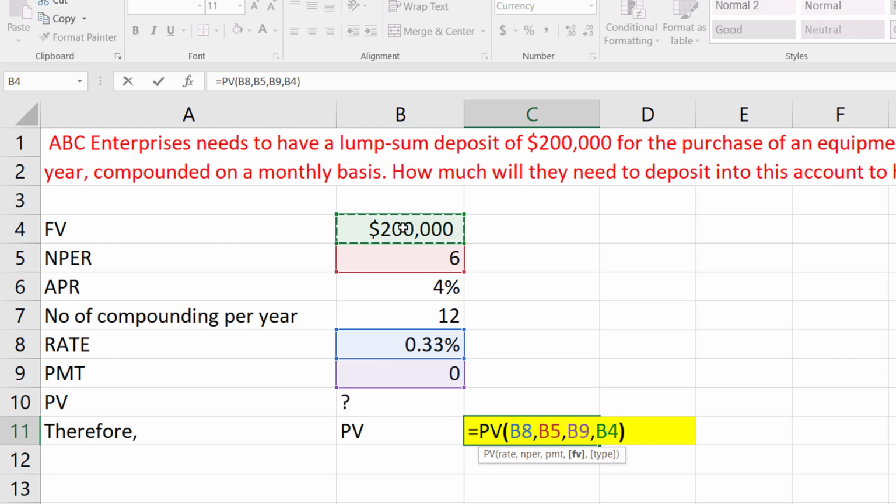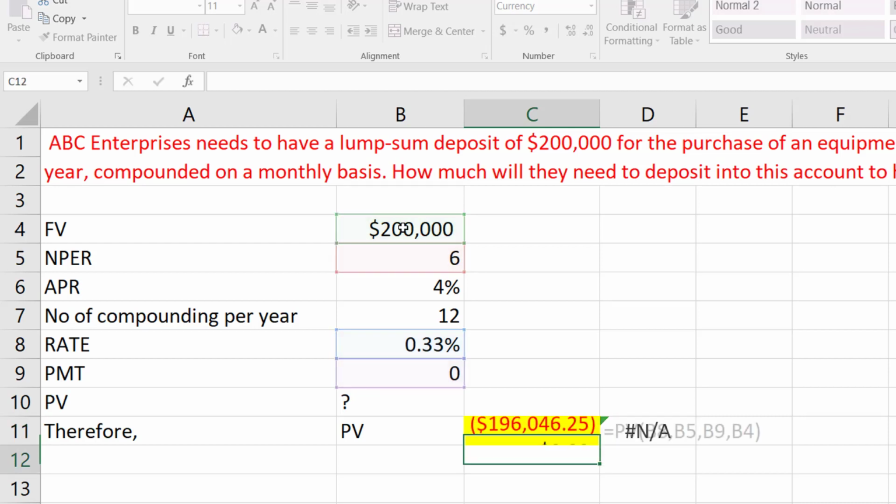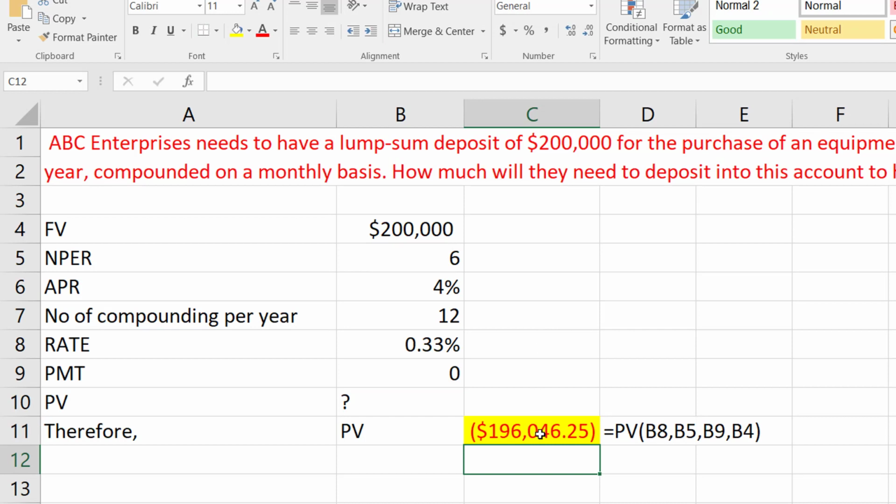Once you put all this information in and press enter, you get a negative number. What does that mean? Negative means you have to deposit. This is a cash outflow today. You have to deposit $196,046.25 today to get that $200,000 in 6 months. That's what it is. Whether you follow the basic mathematical method or the Excel one, you should get the same answer. Thank you.